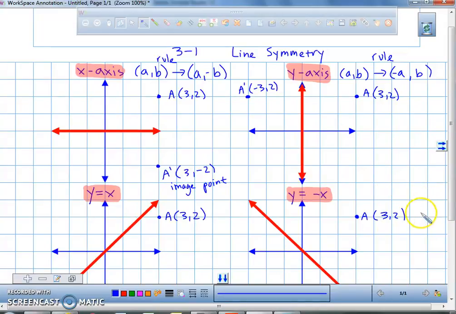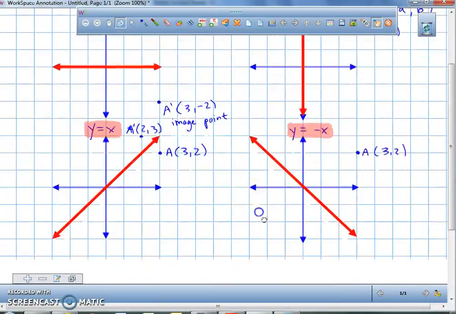Okay? Now, this one's a little bit tricky, all right? So what I want you to do is, if this goes perfectly across y equals x right here, I want you to put the image point right there, because this is perfectly reflected across that. So that A prime would be 2, comma 3. All right? So we go down here.